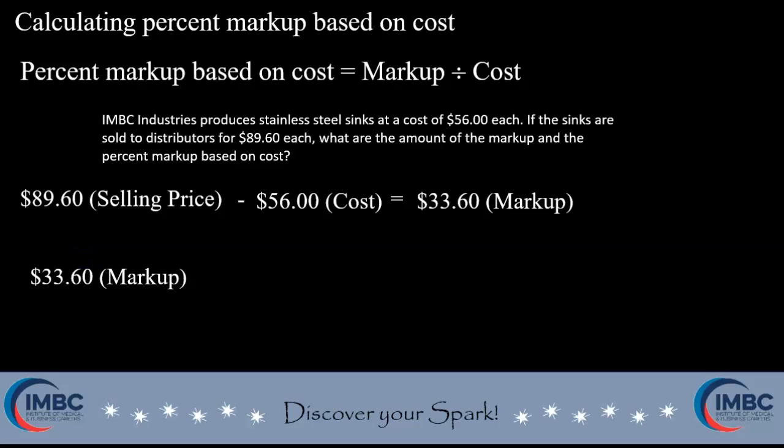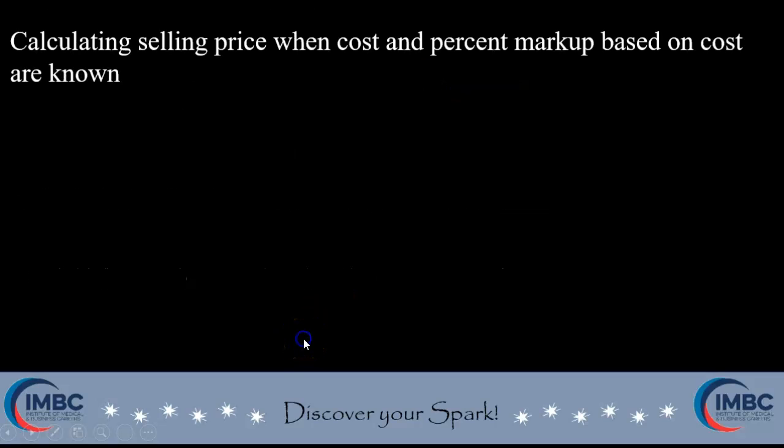Okay, so our markup, $33.60, divided by our cost, which is $56. That equals 0.6. Because we have a decimal, but a percent is always going to be in a percentage, we move the decimal place 2 places over. And 60% is our percent markup based on cost. So again, just following the formulas and we should be okay.